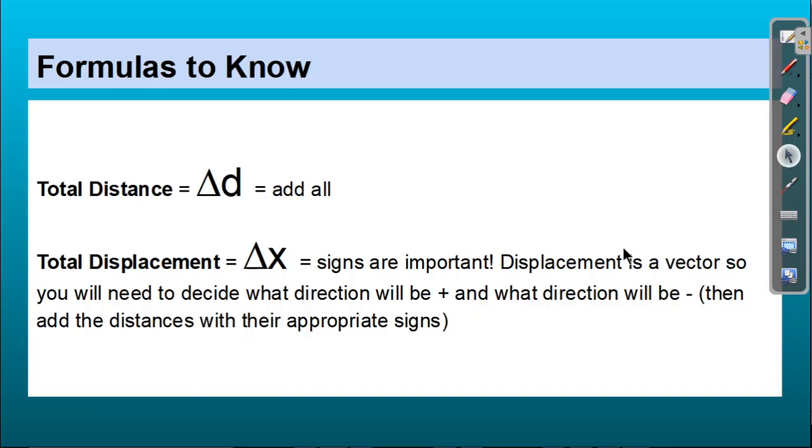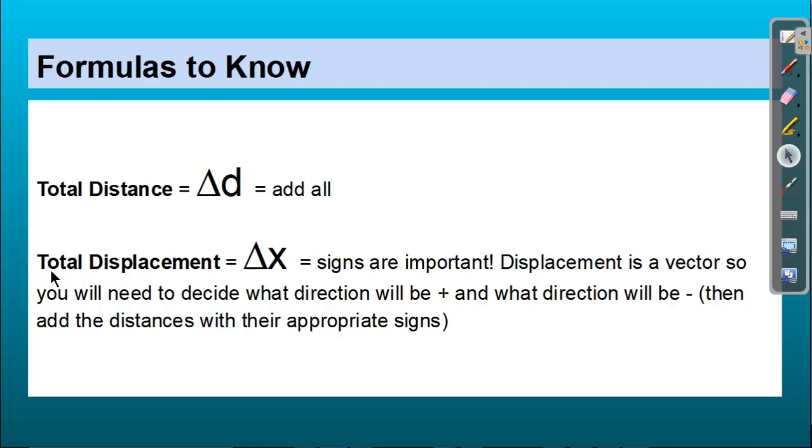Now, formulas to know for the little bit that we're going to be covering next. Total distance, you abbreviate that big long word with this symbol, which is delta of d. Delta of d is the total distance, and you find it by adding all of those miles, meters, or kilometers, or whatever unit of length you're using. Keep adding them, and all of them together is the total distance.